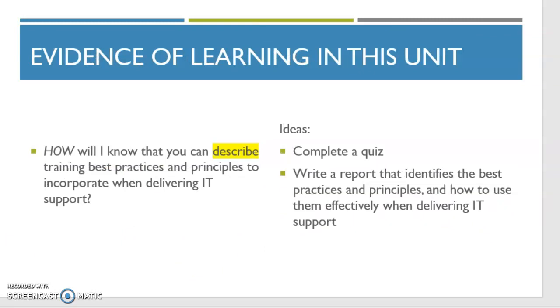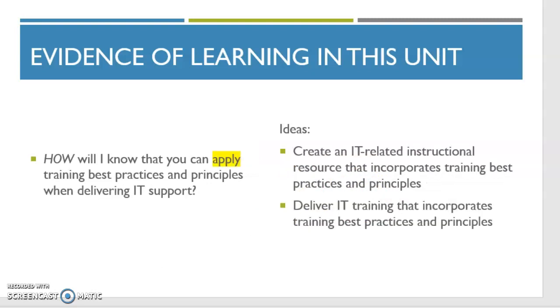So what will I accept as evidence of learning? Well, how will I know you can describe? I could get you to complete a quiz, or I could get you to write a report. Now, if we wanted to take it a bit higher level, maybe I really want you to be able to apply, to be superstars, gifted learners. How will I know that you can apply training best practices? Well, if you could actually create an IT-related instructional resource or deliver some training, then I'd know that you can apply the principles.